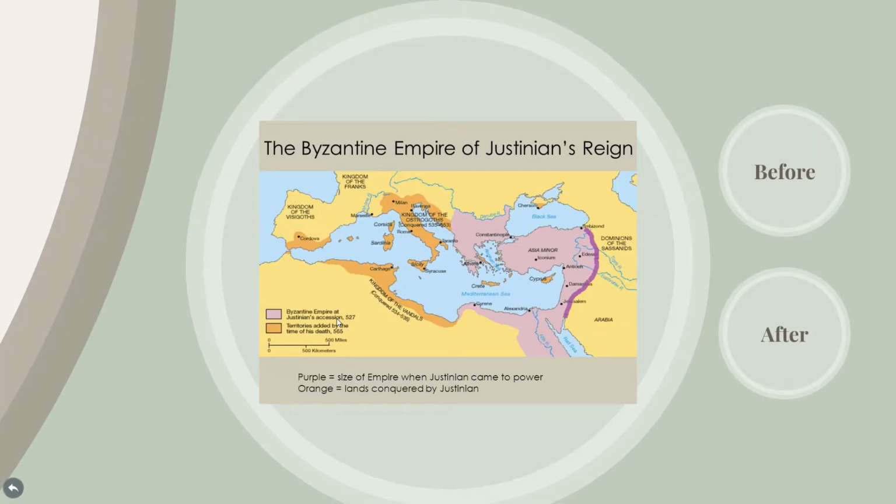All right, as we can see in this map, when Justinian first came into reign, all the pink was what the Byzantine Empire was. After his reign, they had conquered so much and grown the empire, you can see all of the dark orange. That is what the Byzantine Empire was after he was done. So he really did grow it.